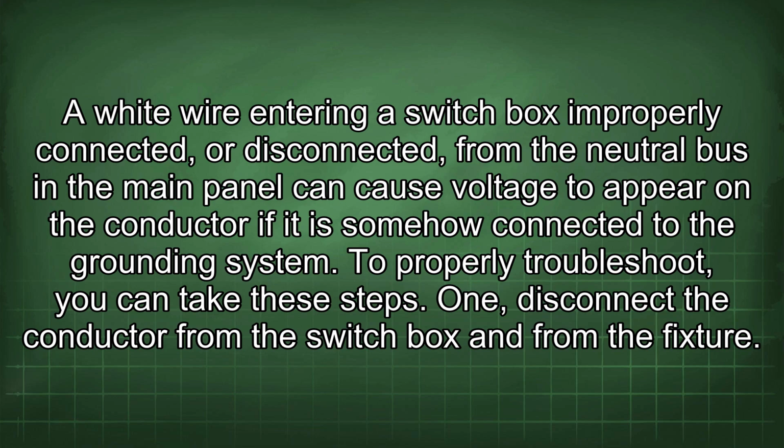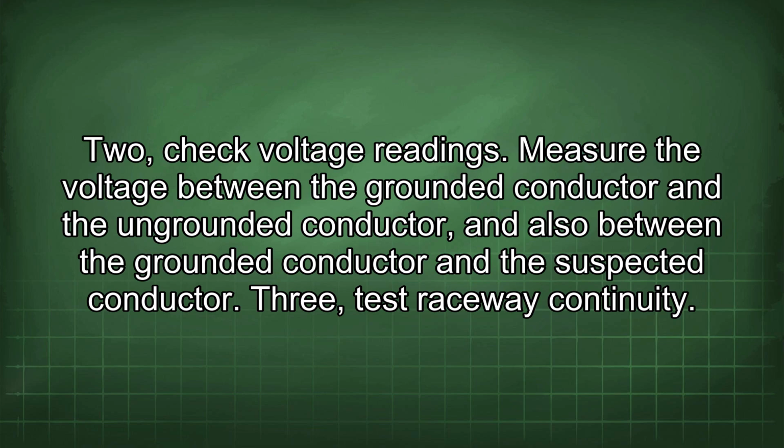To properly troubleshoot, you can take these steps. 1. Disconnect the conductor from the switch box and from the fixture. 2. Check voltage readings. Measure the voltage between the grounded conductor and the ungrounded conductor, and also between the grounded conductor and the suspected conductor.